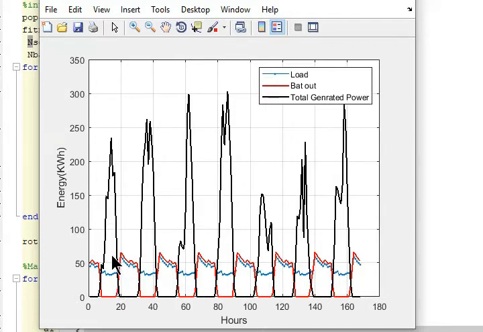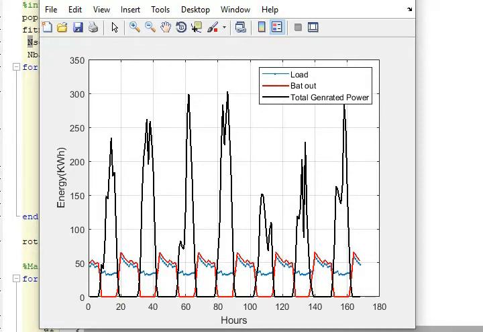In off timing, when the solar energy is not available, the battery banks, charged in the daytime, are used to provide energy to the load. So you can see that in the off-day timing, the battery bank is providing energy to the load.